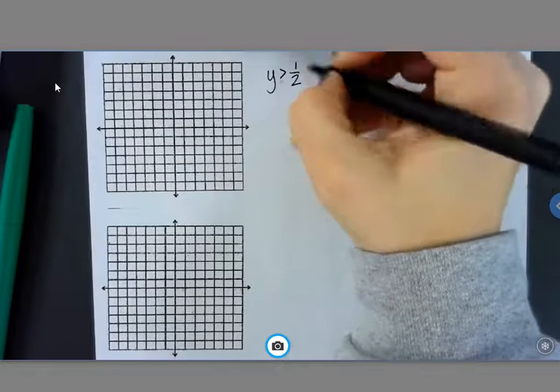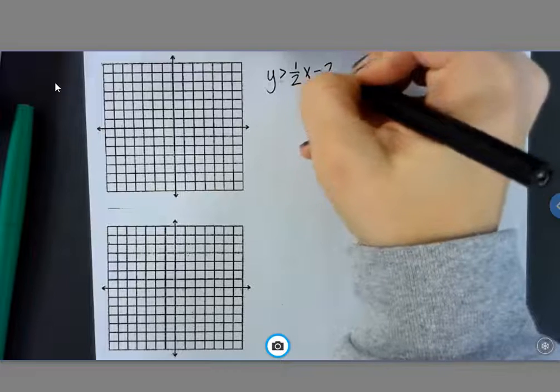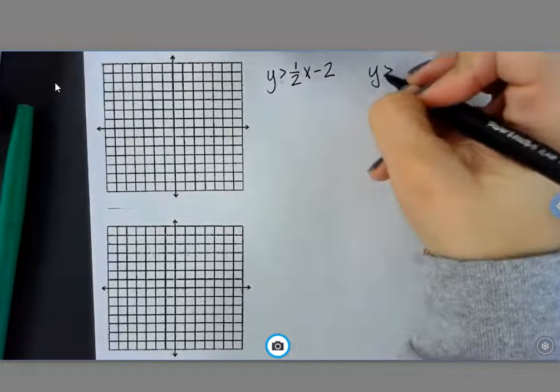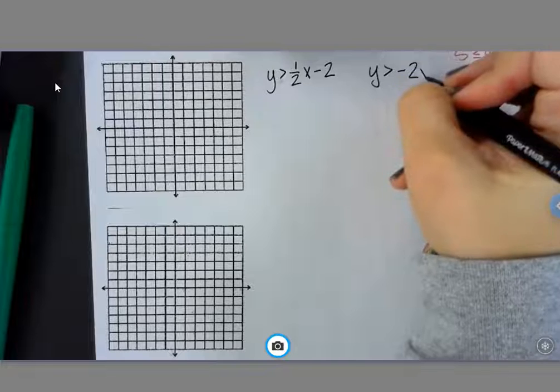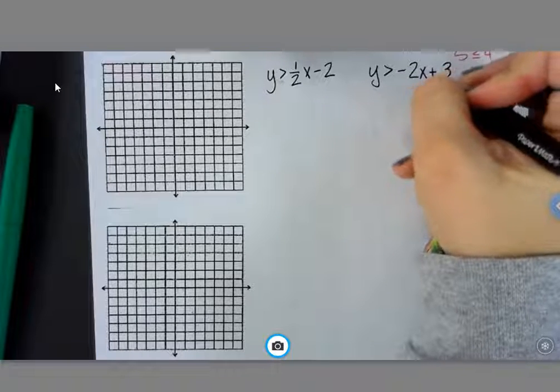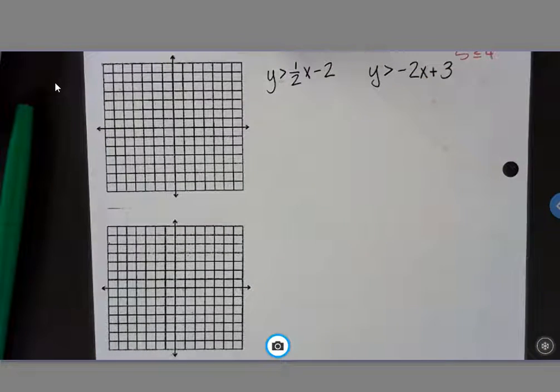So y is greater than 1/2 x minus 2, and y is greater than negative 2x plus 3. Okay, so pause it and then start it back up once you have your final answer.